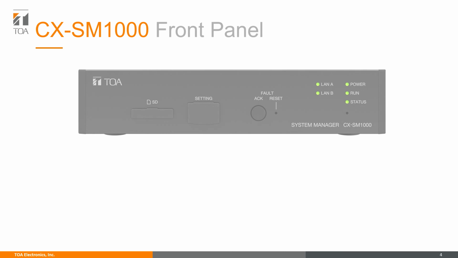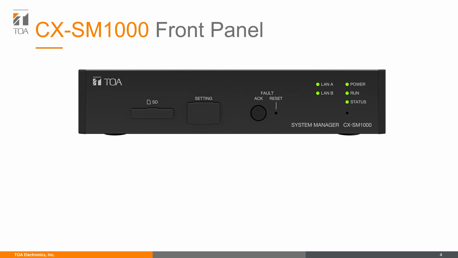Now, let's take a look at the front panel of the CX-SM1000 System Manager. On the left, we have the aforementioned SD card slot, which is protected by a rubber plug. To the right of this are your dip switches, which are also protected by a rubber plug. These are used for saving or uploading the configuration file and turning the buzzer warning on or off.